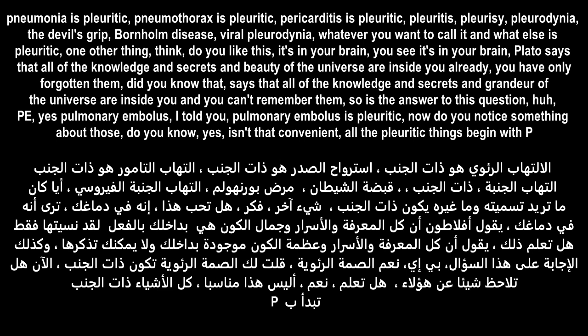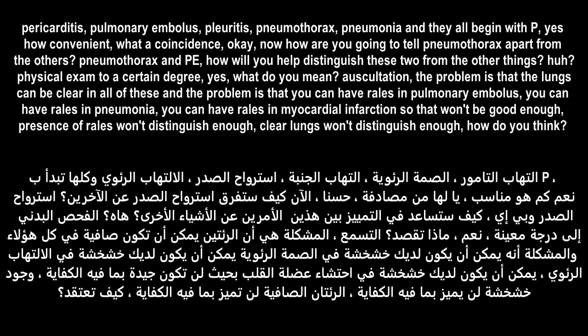Pulmonary embolus is pleuritic. Now, do you notice something about those? Isn't that convenient? All the pleuritic things begin with P: pericarditis, pulmonary embolus, pleuritis, pneumothorax, pneumonia. They all begin with P. How convenient, what a coincidence, okay? Now, how are you going to tell pneumothorax apart from the others? Pneumothorax and PE. How will you help distinguish these two from the other things?